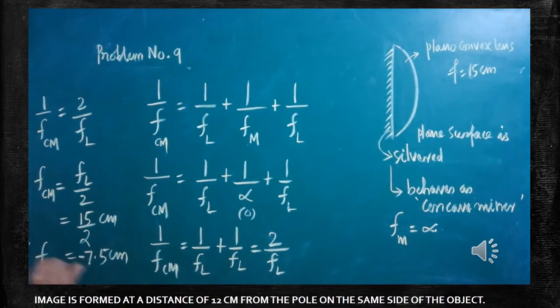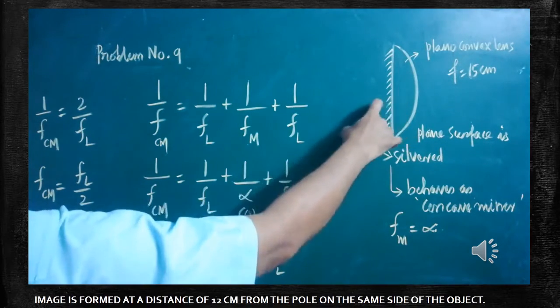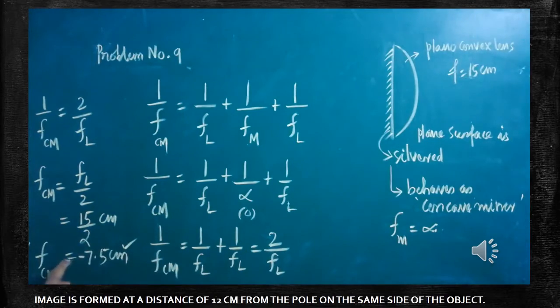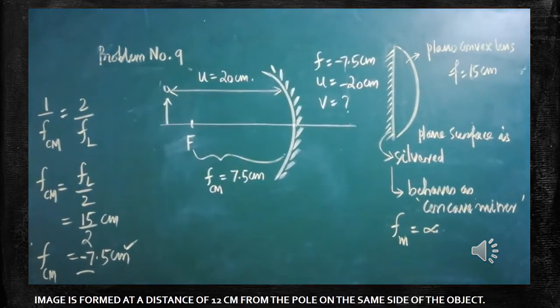This one could be used for further calculations. Concave mirror focal length is always taken as negative. Don't forget, the negative symbol is a must. Here the plano convex lens combination that is acting as a concave mirror, its focal length must be taken as negative. Don't forget.